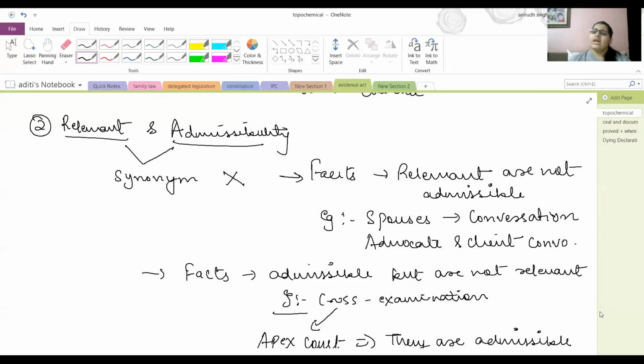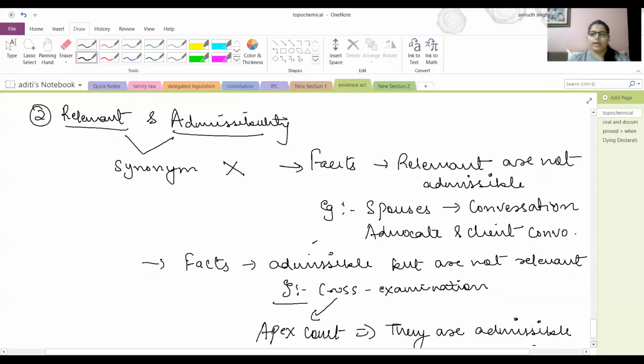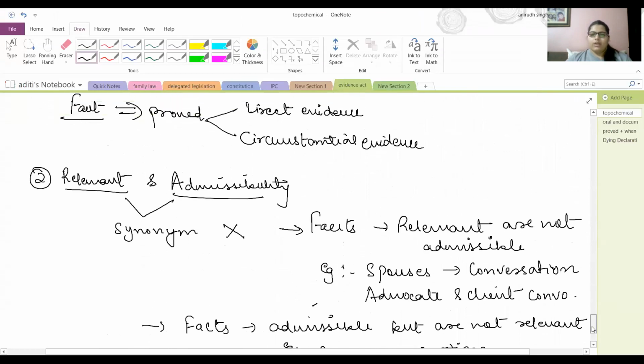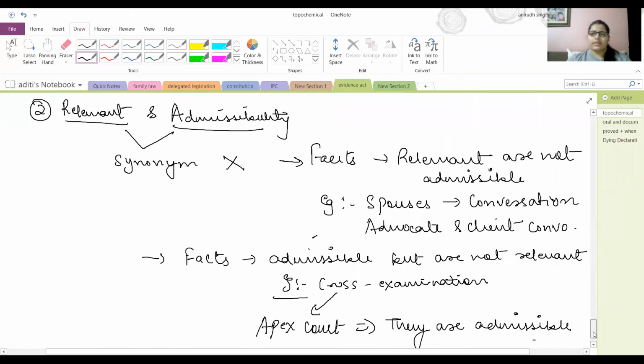No. Secondly, there can also be a situation where the facts are admissible, but they are not relevant in the eyes of law. For example, your cross-examination. Your cross-examination is admissible in the court of law, but it is not considered relevant. But now there has been a change, because now the Apex Court has said that even your cross-examination will be considered admissible in the court of law. It will be considered valid in the eyes of law. Okay. So this is the case.